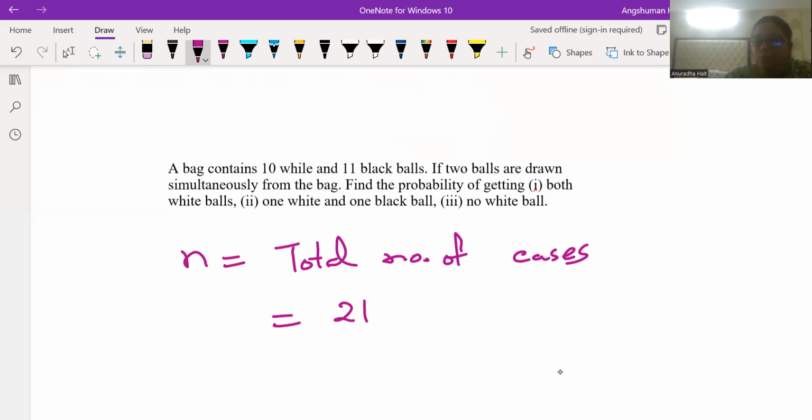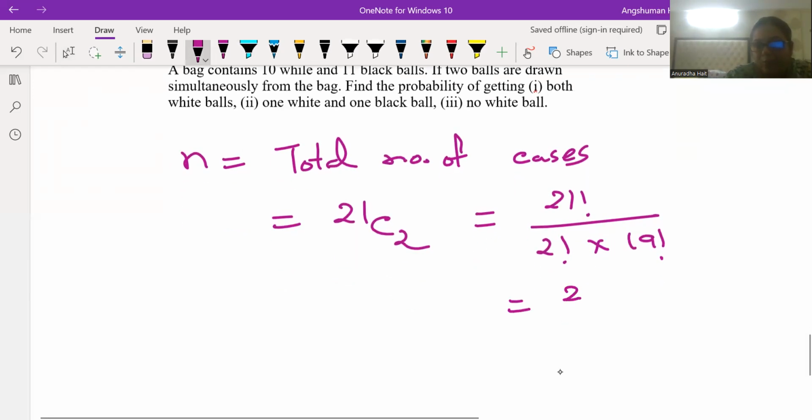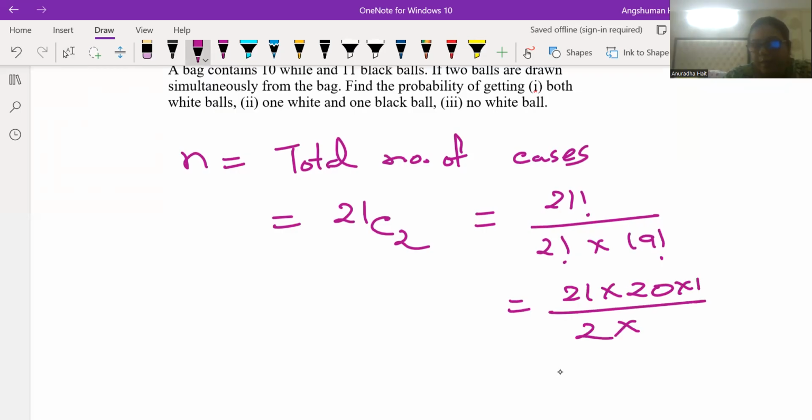If you are selecting 2 balls from a bag of 21, I hope everyone knows it is 21 C2. From 21, we are selecting 2. So what is it? 21 factorial over 2 factorial times 21 minus 2, which is 19 factorial. If I simplify, I'll get 21 into 20 divided by 2, and in the upper part 19 factorial and 19 factorial, so 19 factorial gets cancelled. 10 2s are 20. So what is my answer? 210. So 210 is the total number of cases.